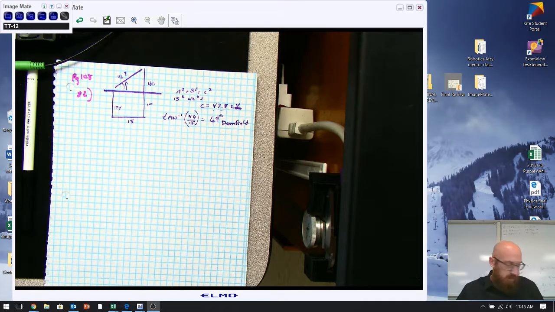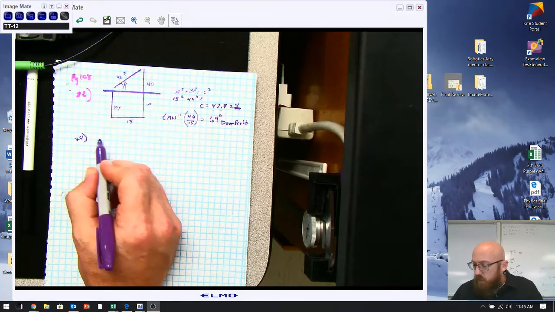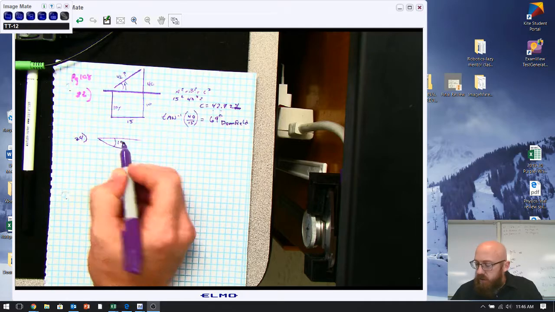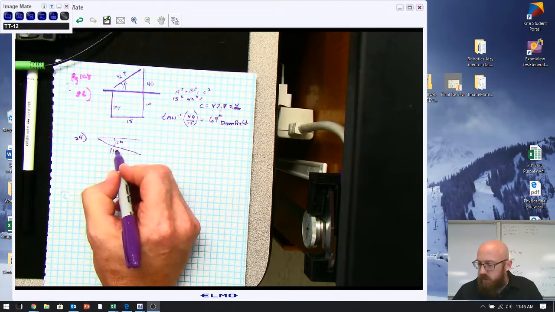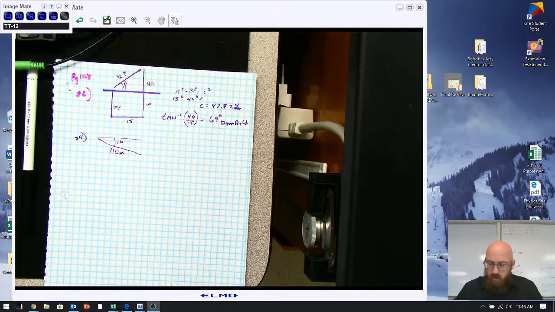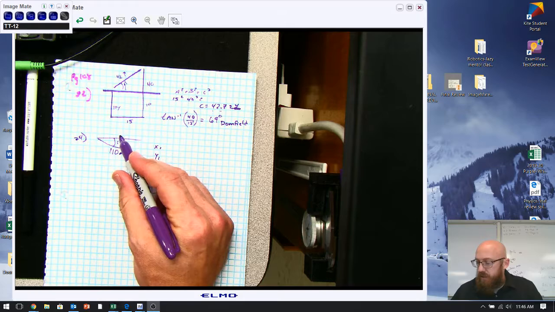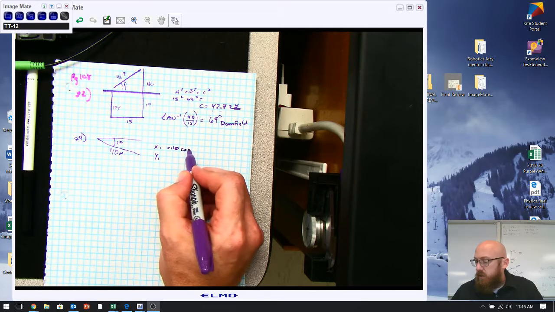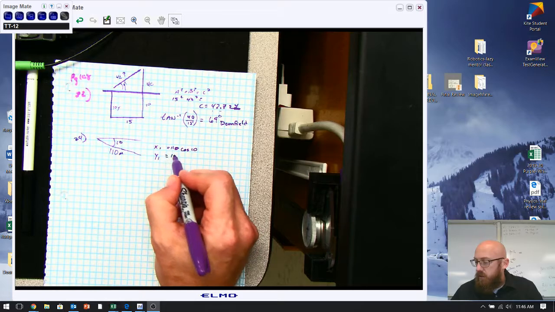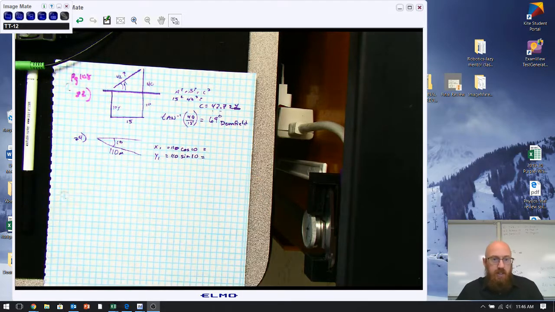24, submarine dives at a 10-degree angle for 110 meters. Hopefully this one's easy. x1, y1. You want to find x: 110 cosine of 10 degrees, and y: 110 sine of 10 degrees. Everyone pretty much got that on the quiz.